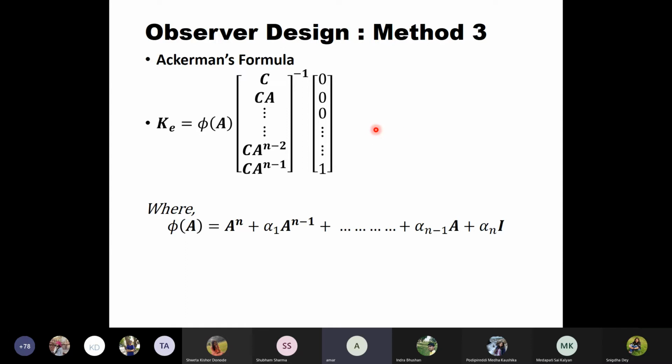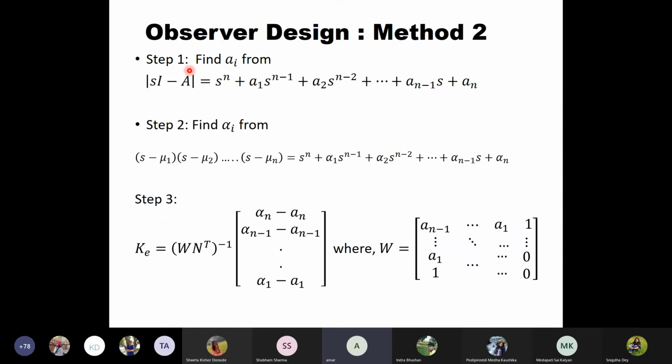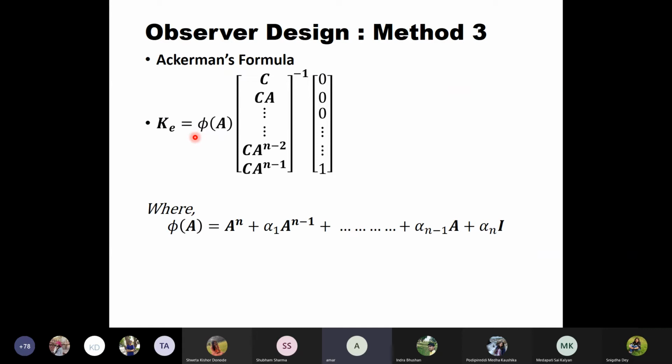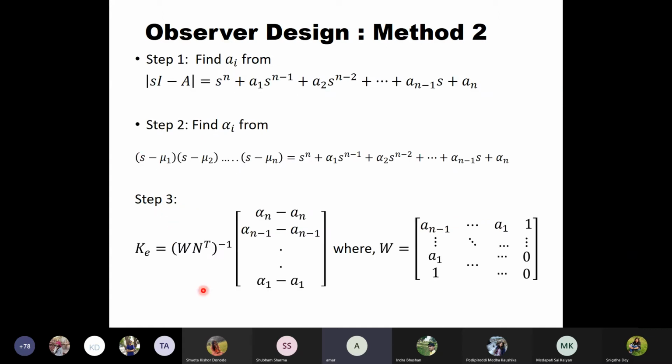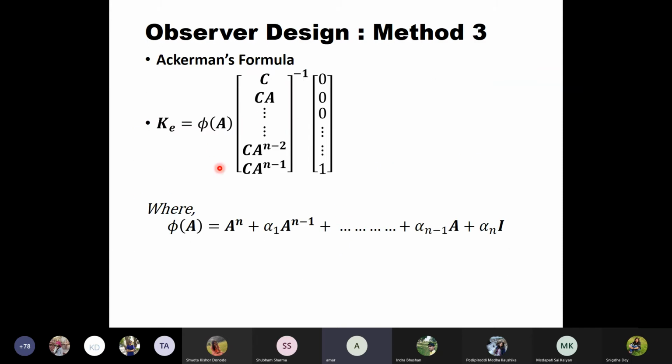So in the method 3, the step 1 and step 2 has to be done. And in place of this equation, we can use the Ackermann's formula also to find out the K. Okay. So this is basically the method 3.